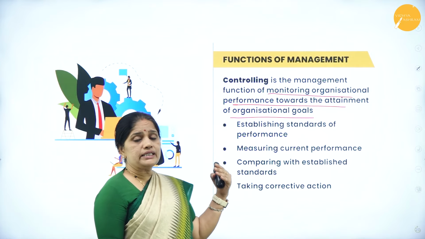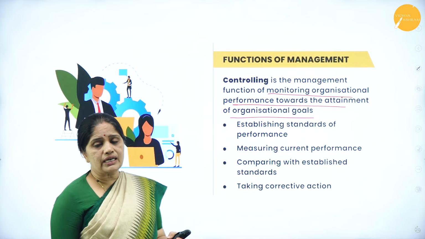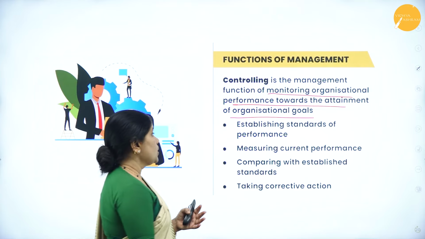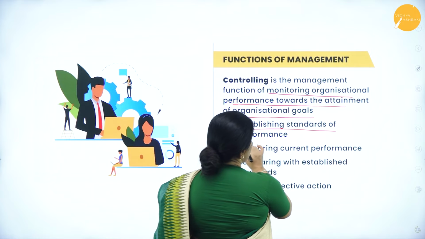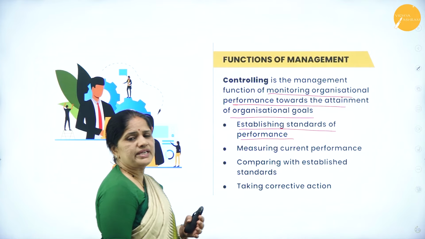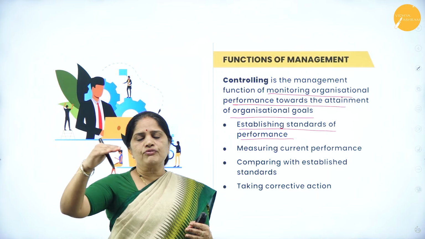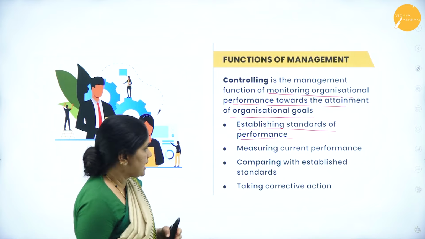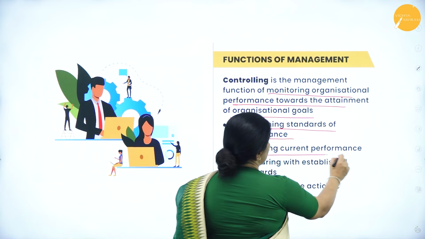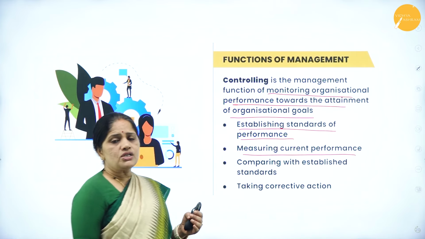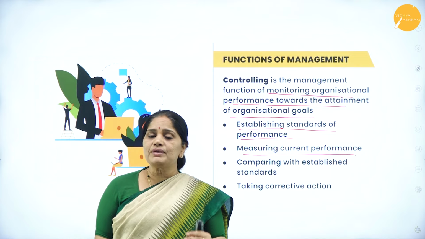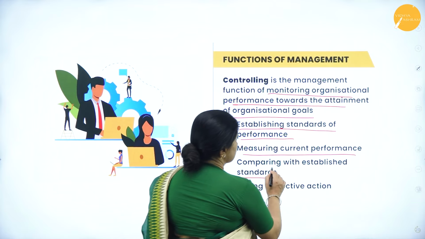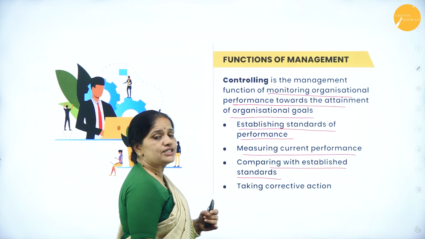In order to see that all the activities of the organization are directed towards the achievement of the goals, the first one is establishing standards of performance. What is the standard of performance which is expected from each and every individual, that has to be set up. Then second one is measuring the current performance. Measure what is the actual performance of each employee of the organization. Then next one is comparing with the established standards.